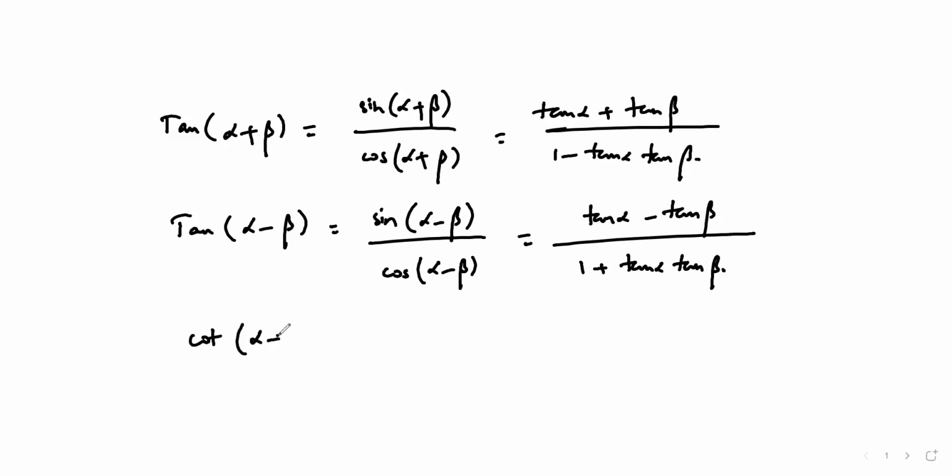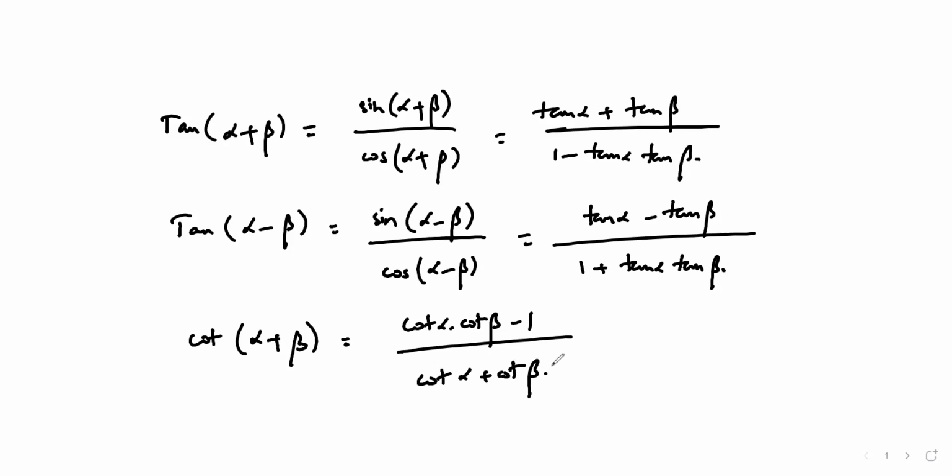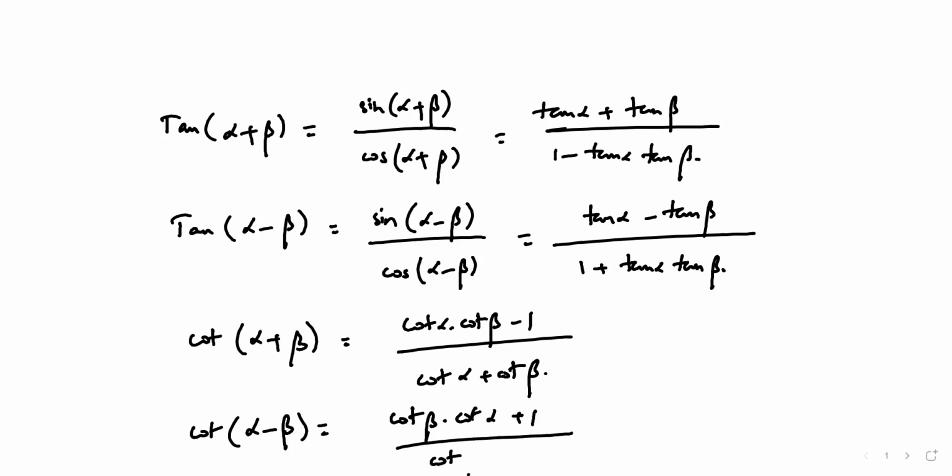Next, cot of alpha plus beta. This I can write as cot alpha cot beta minus 1 by cot alpha plus cot beta. Also, cot of alpha minus beta is cot beta cot alpha plus 1 by cot beta minus cot alpha. These values you need to know. They will be useful.